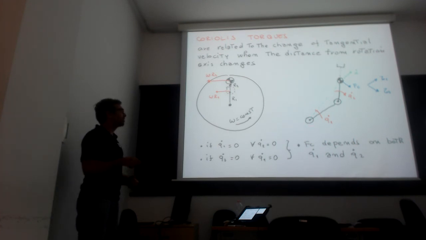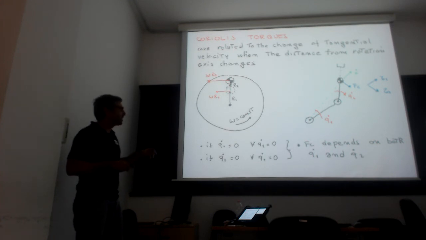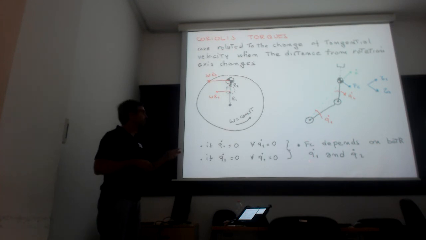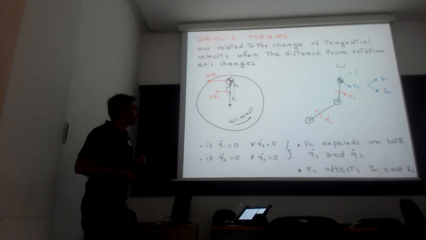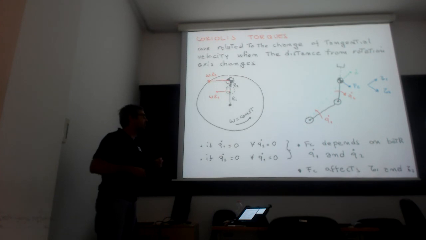However, if the first joint is not moving at all, there is also no Coriolis effect. So the Coriolis force is quite complex and depends on both the rotation velocity of joint 1 and joint 2, and also affects both torques.